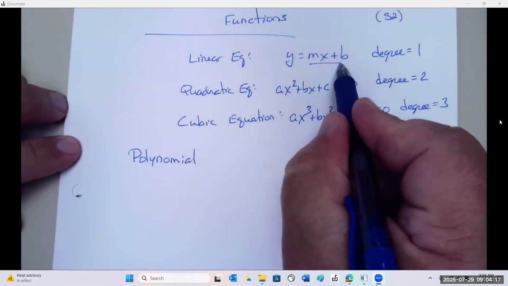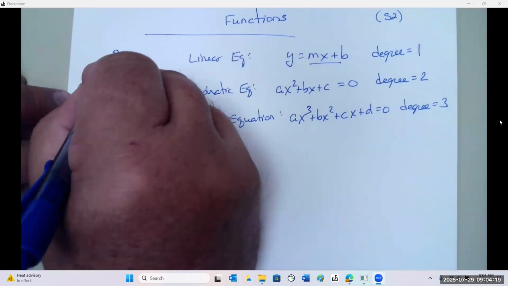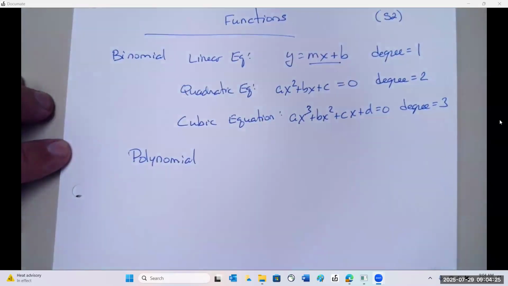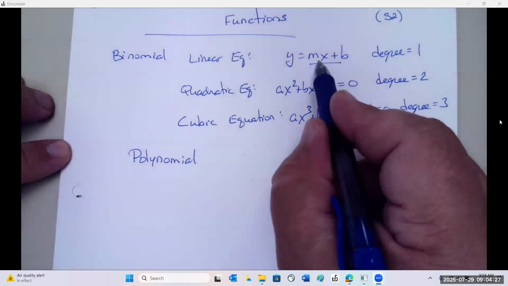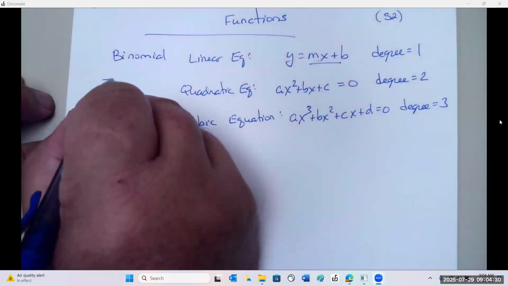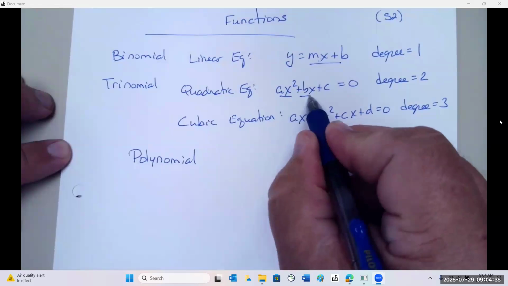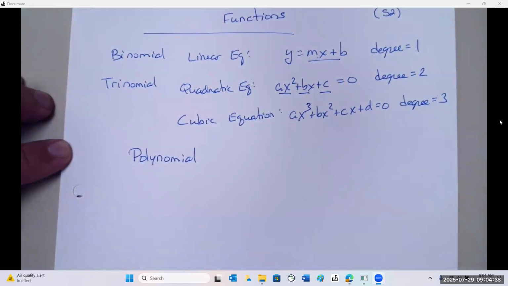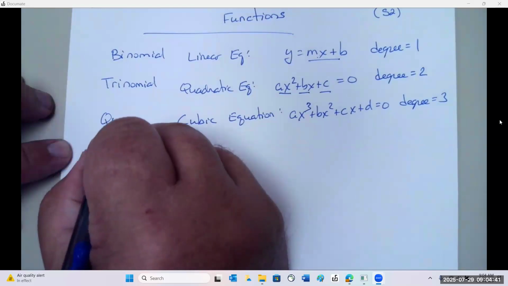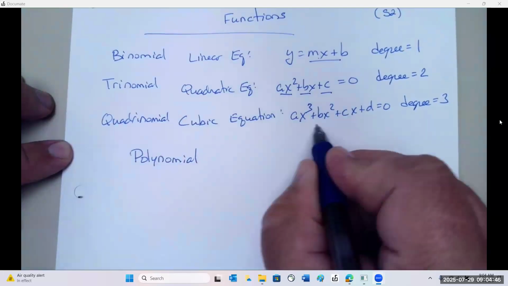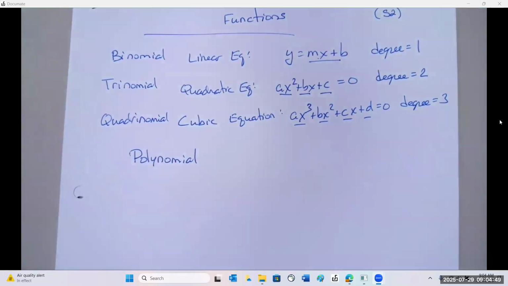Okay, if we look at this, that's called a binomial. Why is it called a binomial? Only 2 terms. This is called a trinomial because it only has 3 terms. Quadrinomial because it has 4 terms. Instead of writing all these other ones, we just call it polynomial.